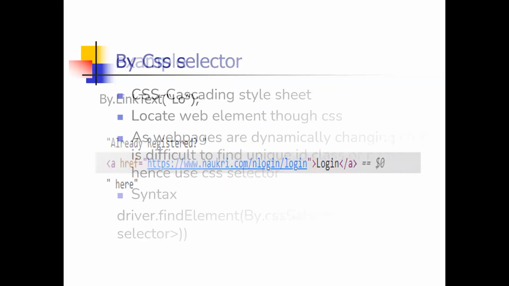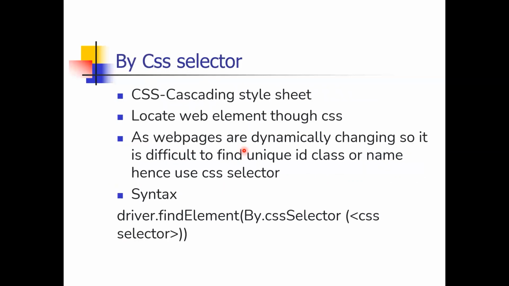Okay. So in this way, we have learned up to now 6 web locators: ID, name, tag name, class name, link text, and partial link text. How many? We have learned 6: ID, name, tag name, class name, link text, and partial link text.